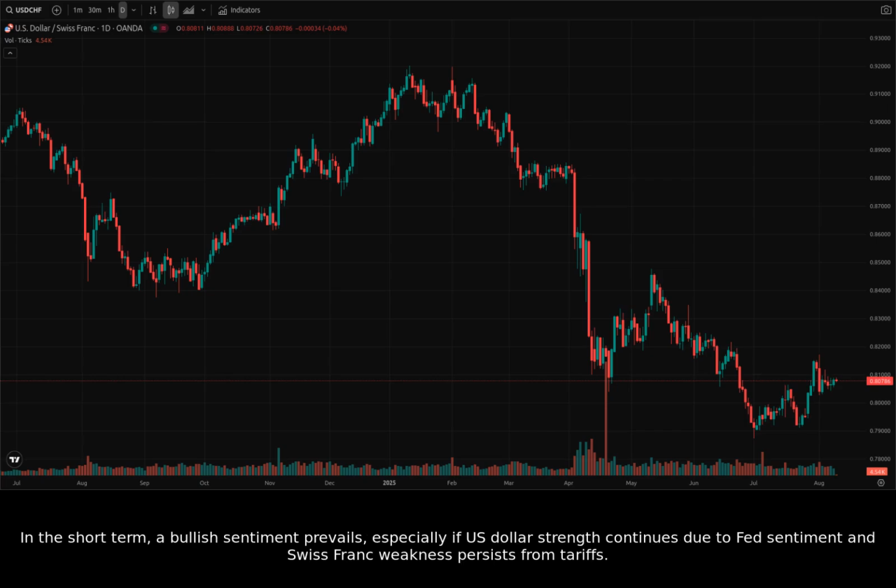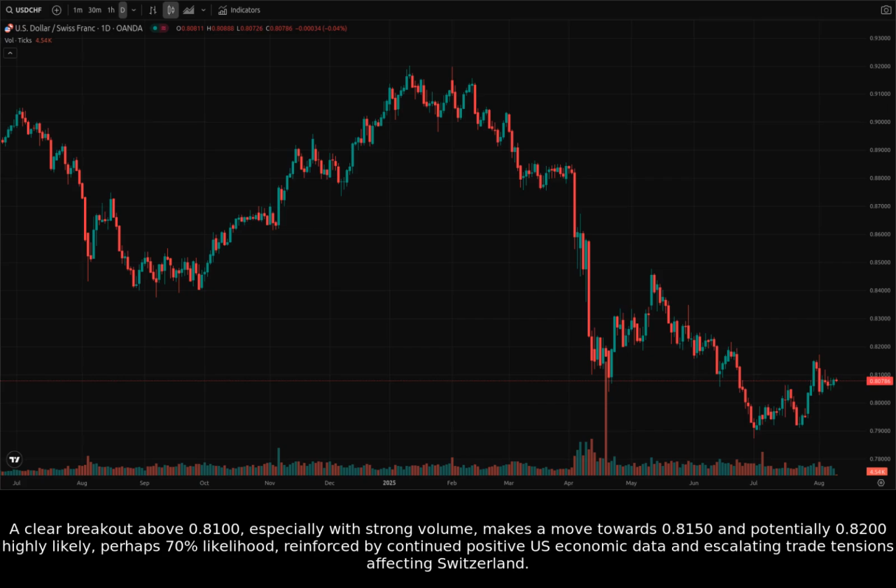In the short term, a bullish sentiment prevails, especially if US dollar strength continues due to Fed sentiment and Swiss franc weakness persists from tariffs. A clear breakout above 0.8100, especially with strong volume, makes a move towards 0.8150 and potentially 0.8200 highly likely, perhaps 70% likelihood, reinforced by continued positive U.S. economic data and escalating trade tensions affecting Switzerland.